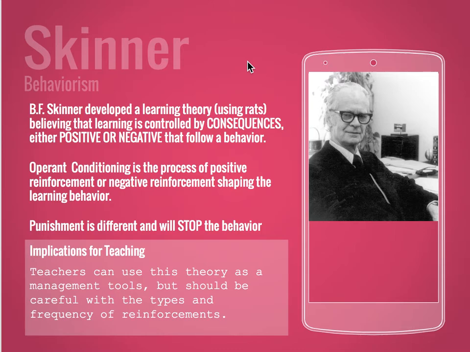And what he found is that learning is controlled by consequences that are either positive or negative that follow a behavior. And so we see conditioning in children as the process of positive reinforcement or negative reinforcement to shape a behavior. An example of this is when you reward a child for doing something, and it may be even a task that they didn't want to do. So we see this with potty training.